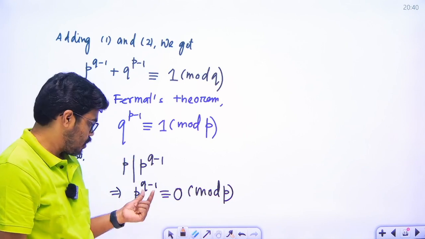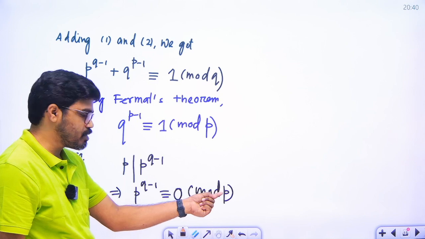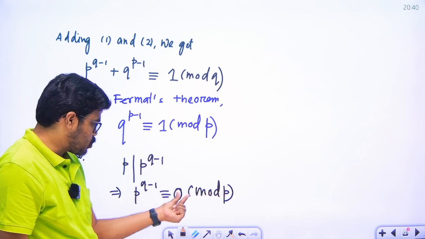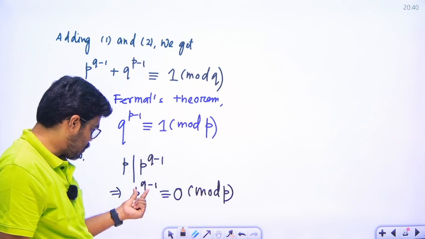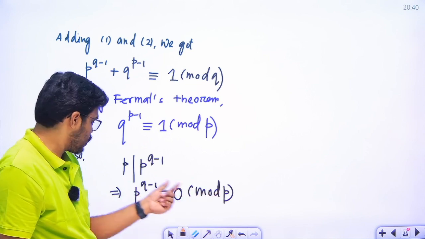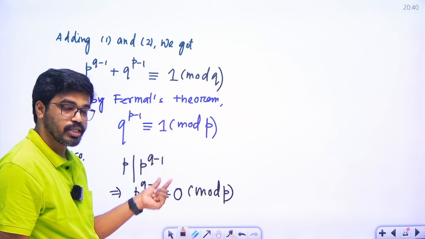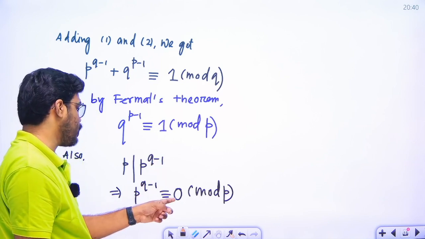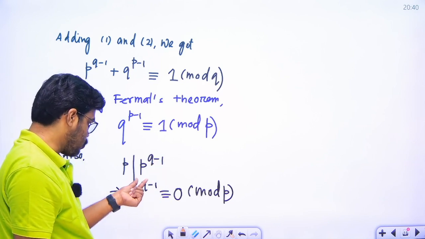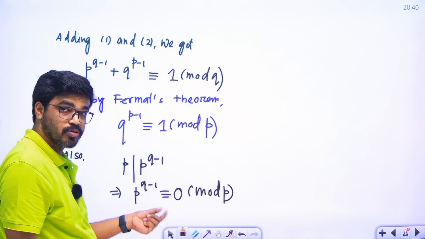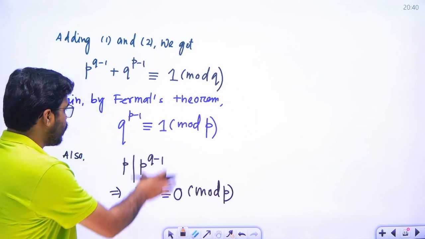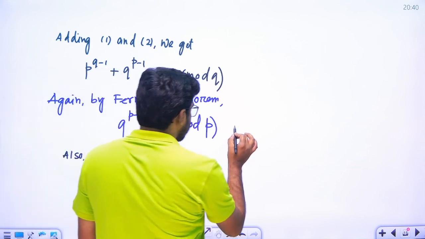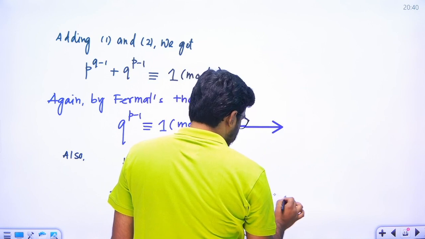Clear? Just see, this minus this is divisible by p. A is congruent to B modulo M means A minus B is divisible by M. So p to the power q minus 1 minus 0 is divisible by p. That means p divides p to the power q minus 1, that is, p to the power q minus 1 is congruent to 0 modulo p. Okay? Now add these two relations. Suppose this is equation 3 and this is equation 4.